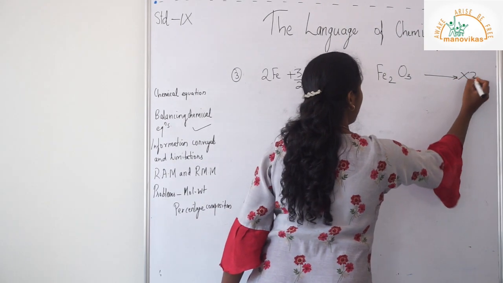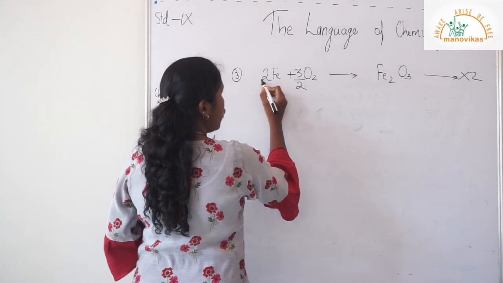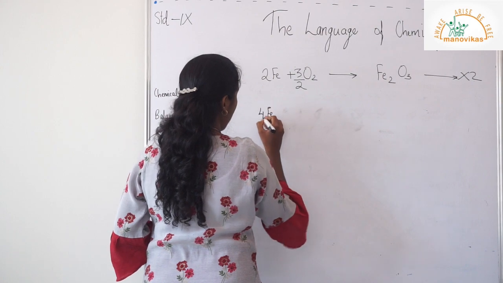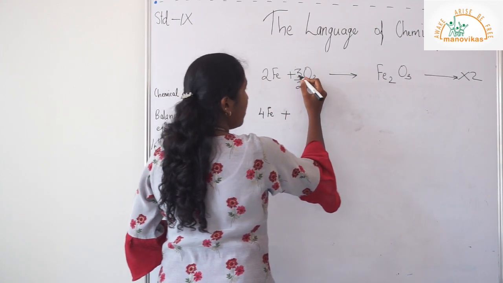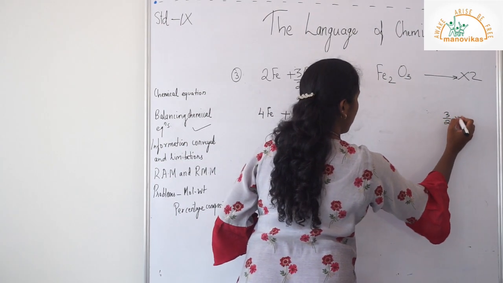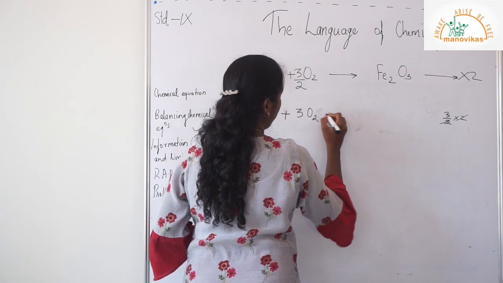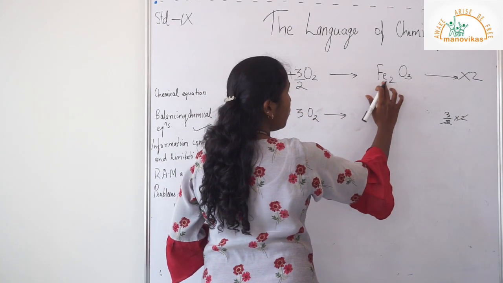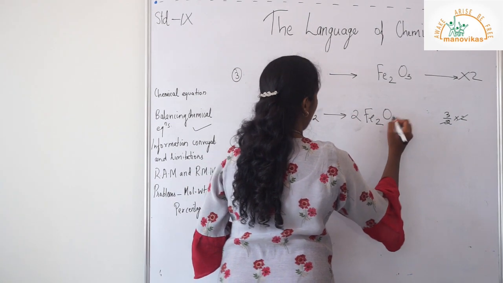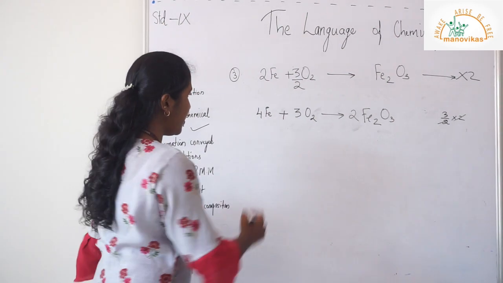So if I multiply this entire equation by 2, Fe2 into 2 will become 4 Fe plus 3 by 2 into 2. So 2 and 2 are getting cancelled, so you have 3 O2. Same way, 2 into Fe2O3 will be 2 Fe2O3. So let's check the number of atoms on the left hand side and that on the right hand side.